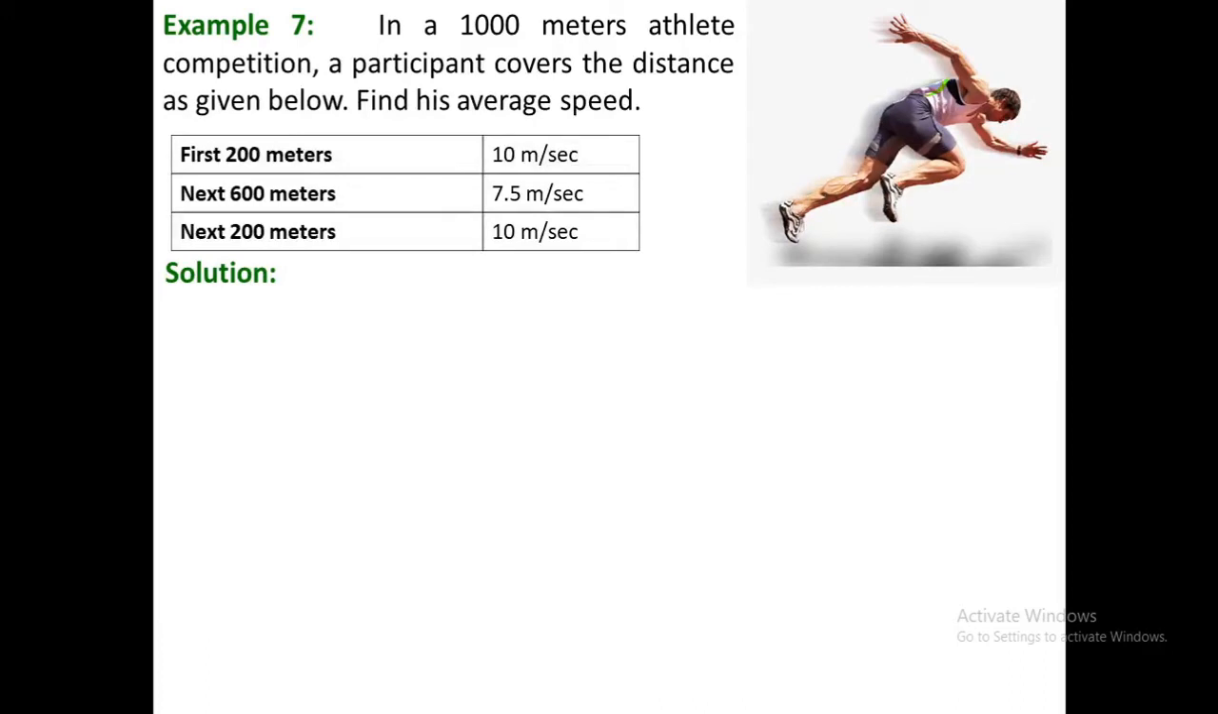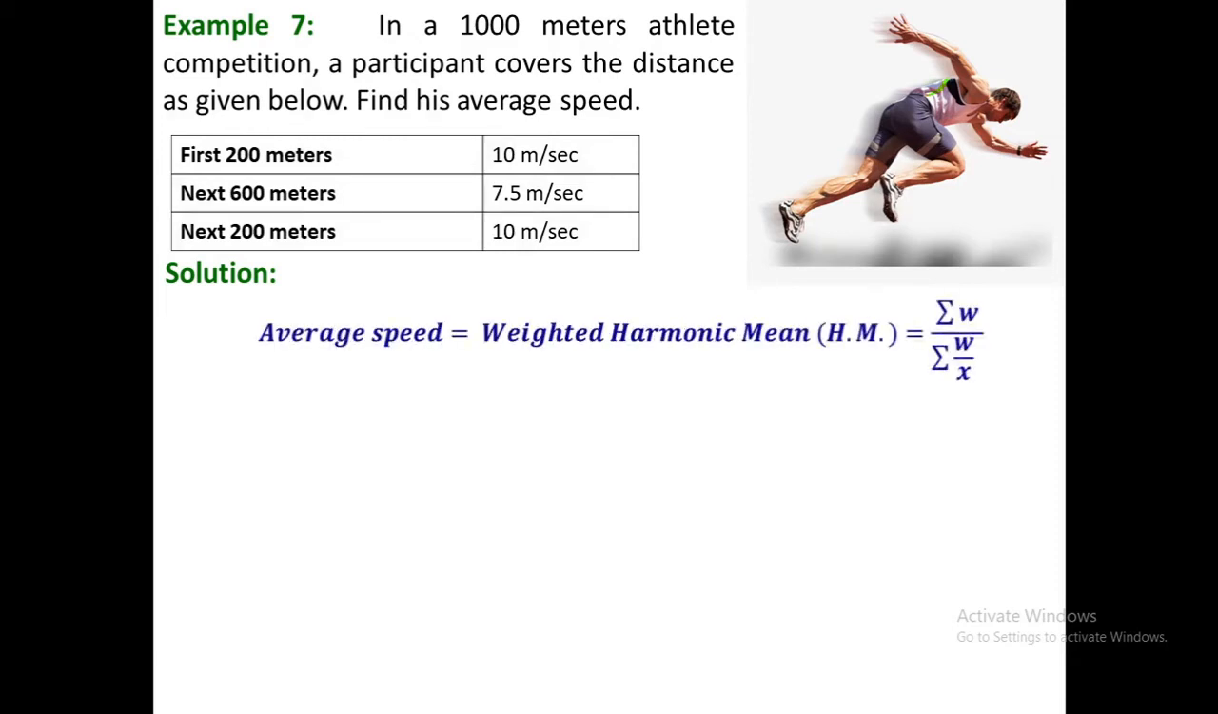Like the previous case, we will decide which average we have to calculate. Since speed is equal to distance over time and the conditions are given in terms of distance traveled at various speeds, therefore harmonic mean will be the appropriate average.